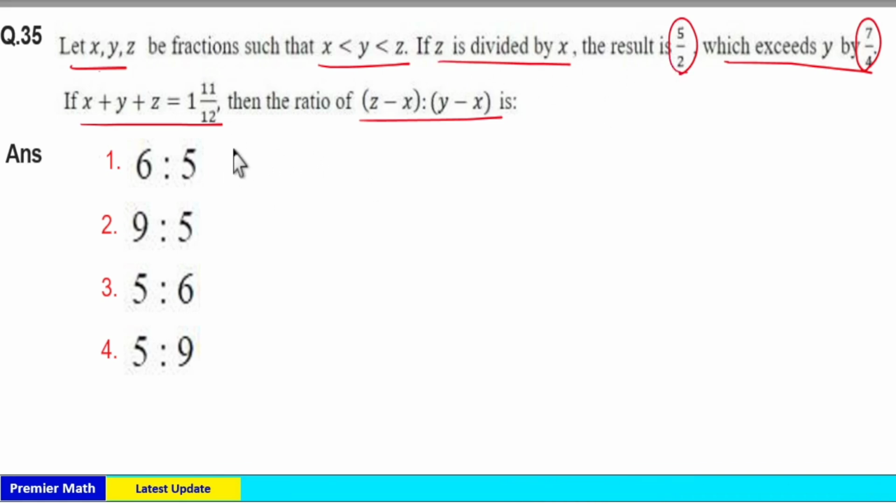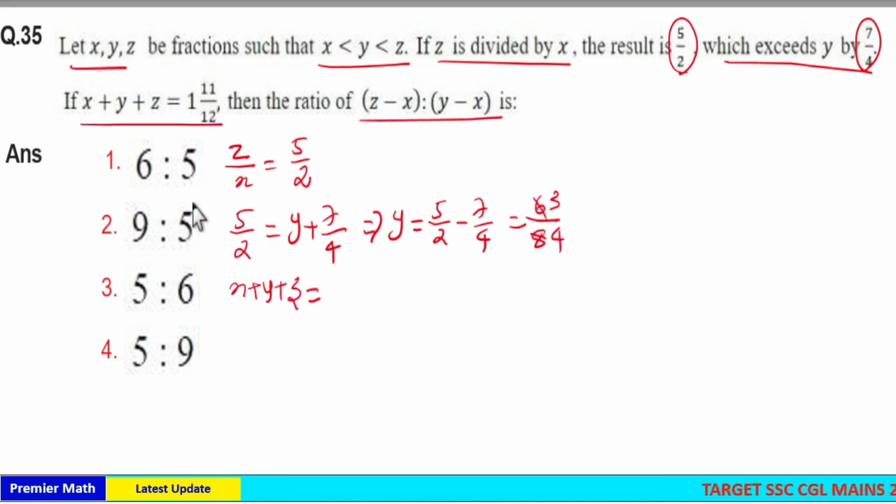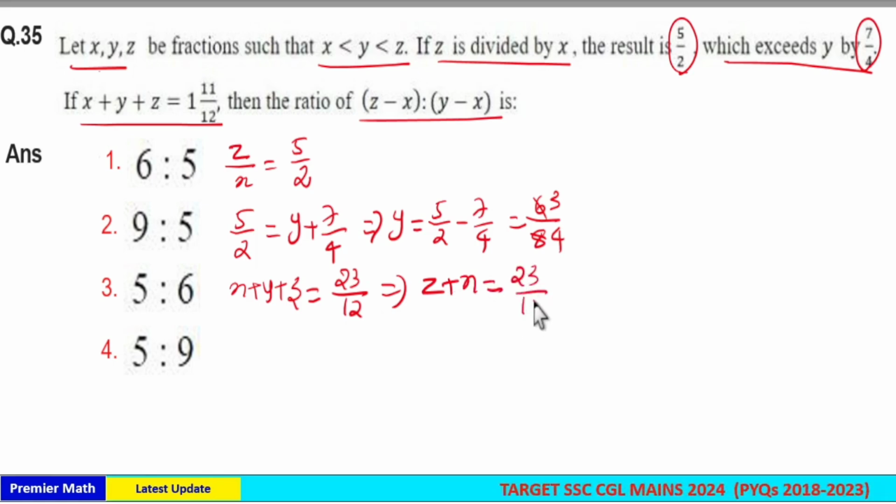z by x is given as 5 by 2, and 5 by 2 exceeds y by 7 by 4, which means y is equal to 5 by 2 minus 7 by 4. 20 minus 14 is 6, 6 out of 8 is 3 by 4. So y is 3 by 4. And x plus y plus z is 1 and 11 by 12, which means 12 plus 11 is 23, so 23 by 12. From this I can find z plus x. So the z plus x value is equal to 23 by 12 minus y.